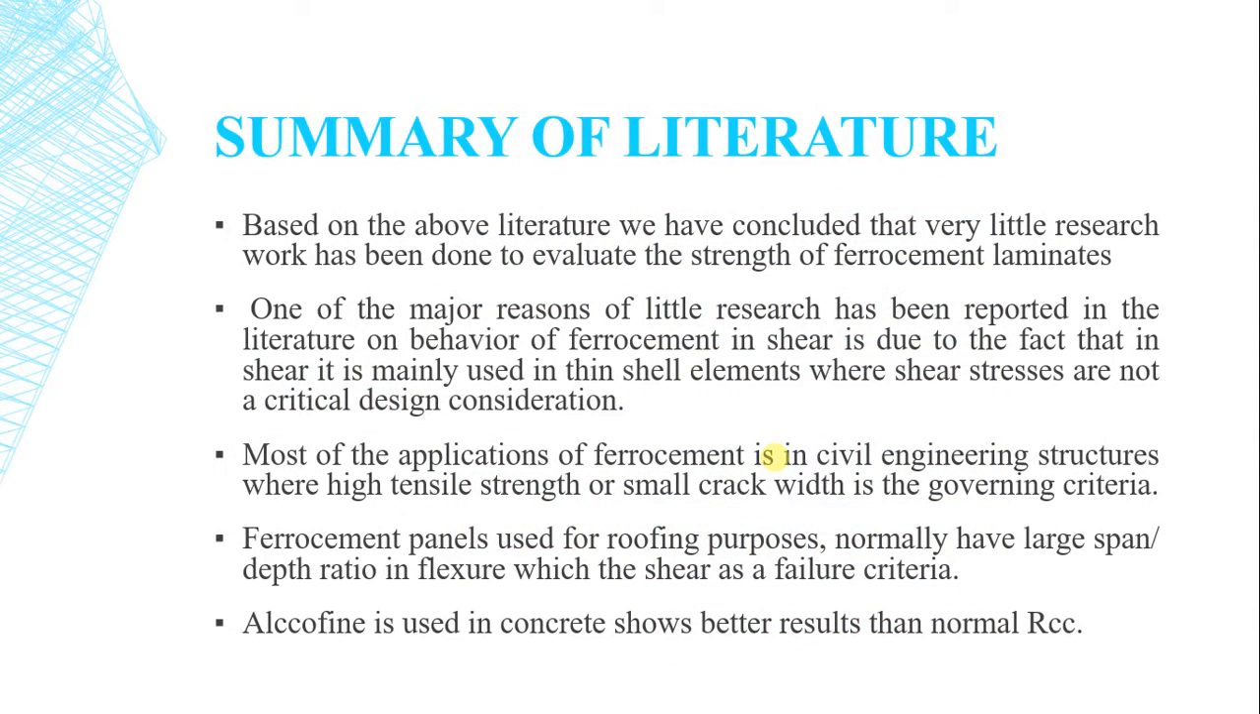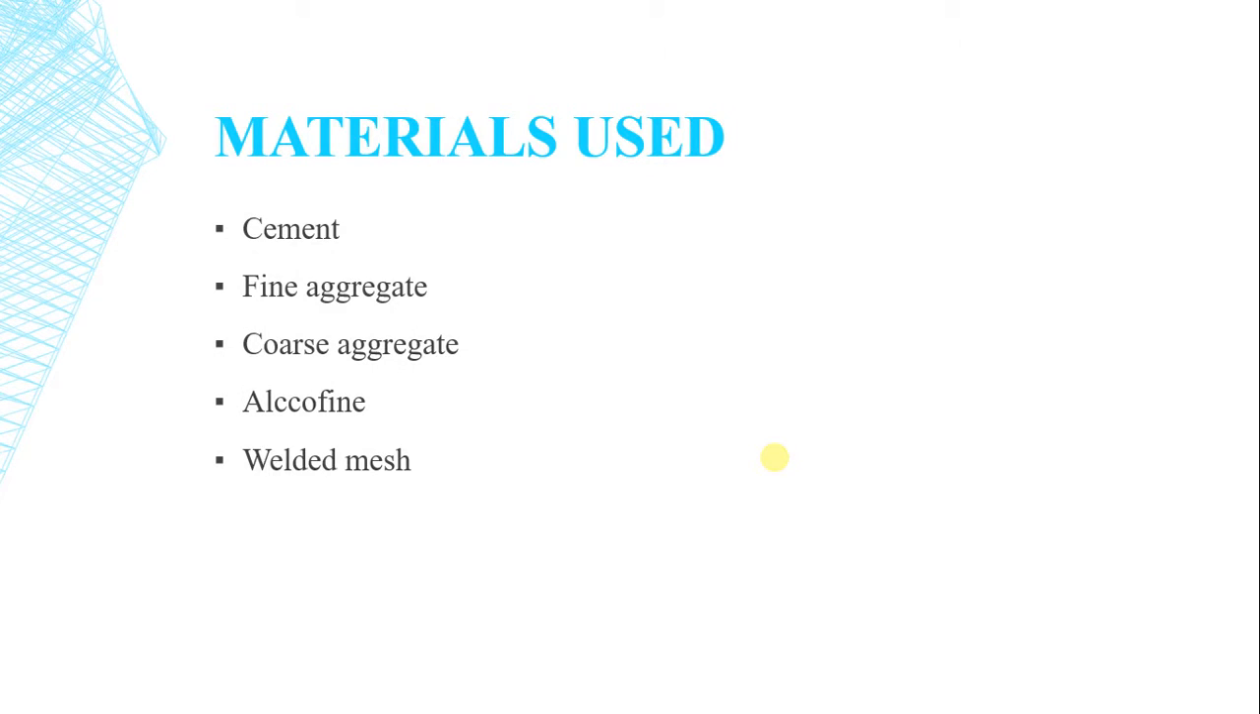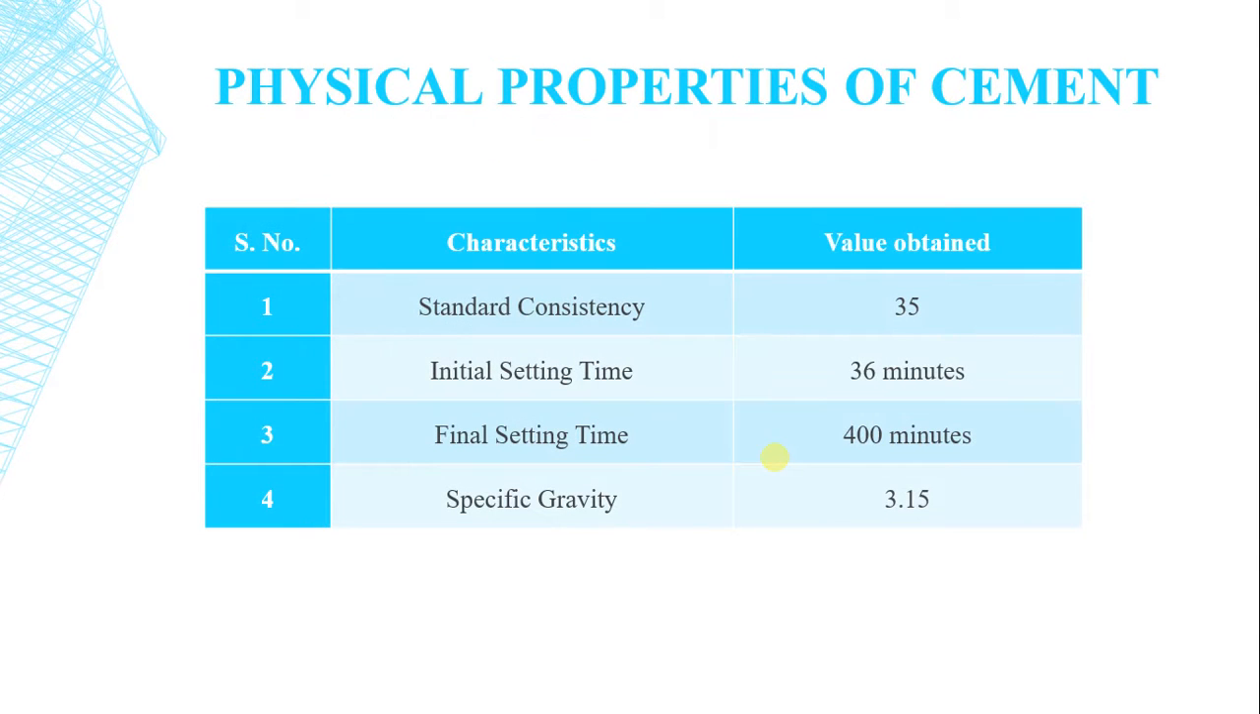Summary of literature. Based on the above literature, it has been concluded that ferrocement laminates have been used for roofing purposes. Normally, the largest span-depth ratio in flexure is considered, with shear as well as failure criteria. Alccofine in concrete shows better results than normal RCC. Materials used: cement, fine aggregate, coarse aggregate, Alccofine and welded mesh.